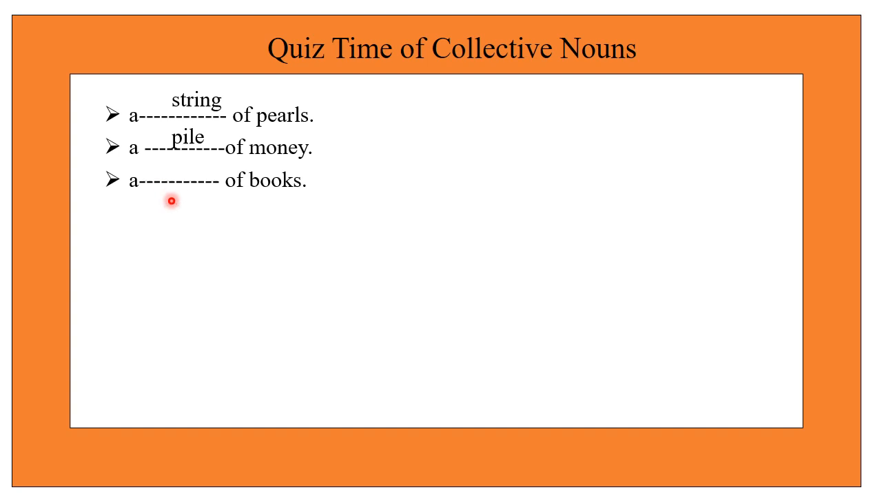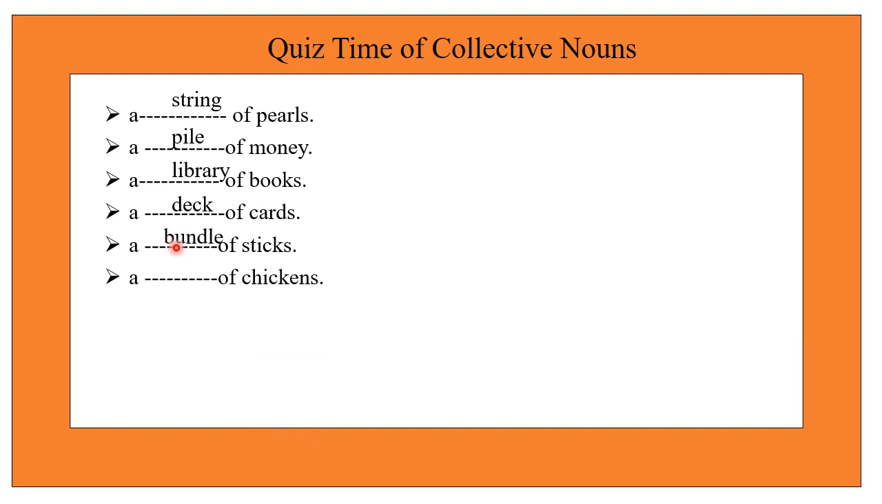Next example. A dash of books. So when there are many books together, it is known as a library. Okay. Next example. A dash of cards. When there are lot of cards together, it is known as a deck of cards. Next example. A dash of sticks. When there are lot of sticks together, it is known as a bundle of sticks. Next example. A dash of chickens. It is known as a brood of chickens.